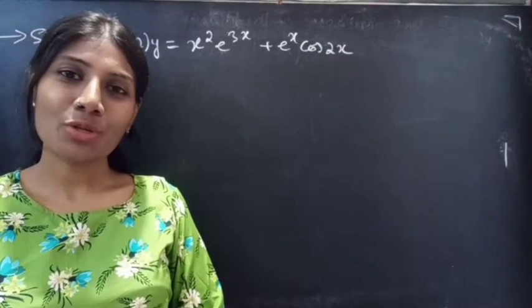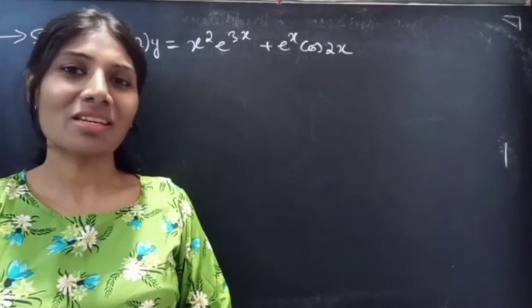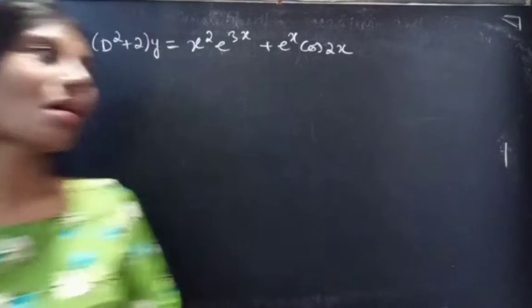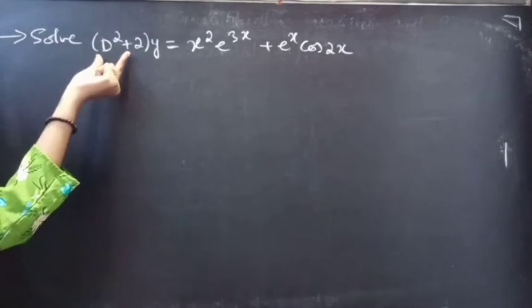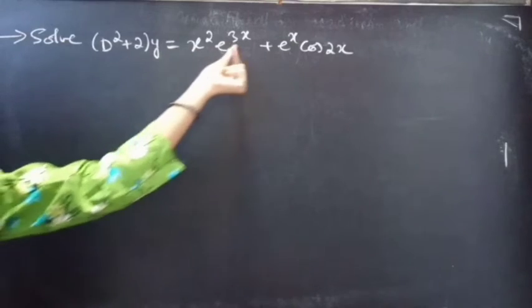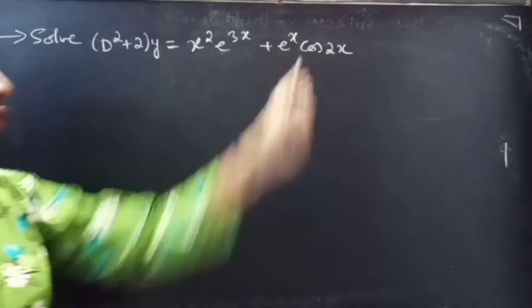In this video, we are going to solve a differential equation from higher order linear differential equations. So let's get going. Problem: solve (D square plus 2) y equals x square e power 3x plus e power x cos 2x.